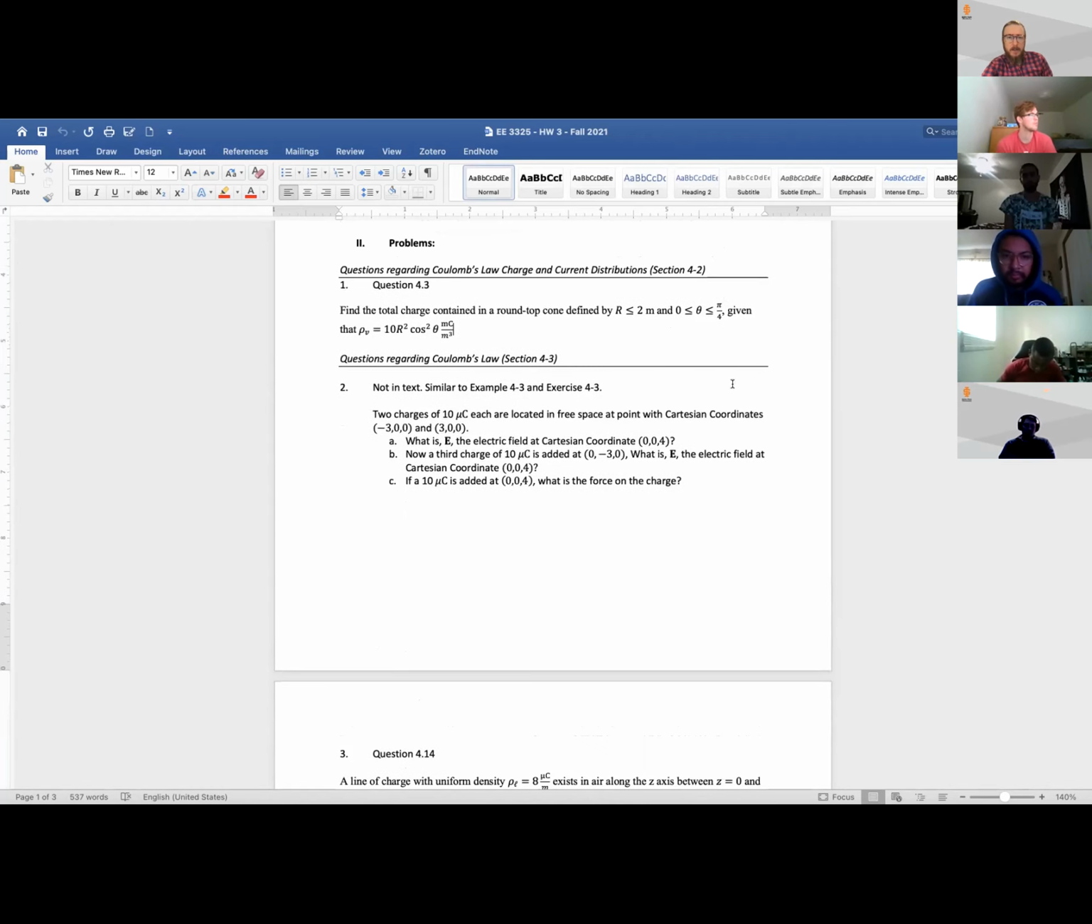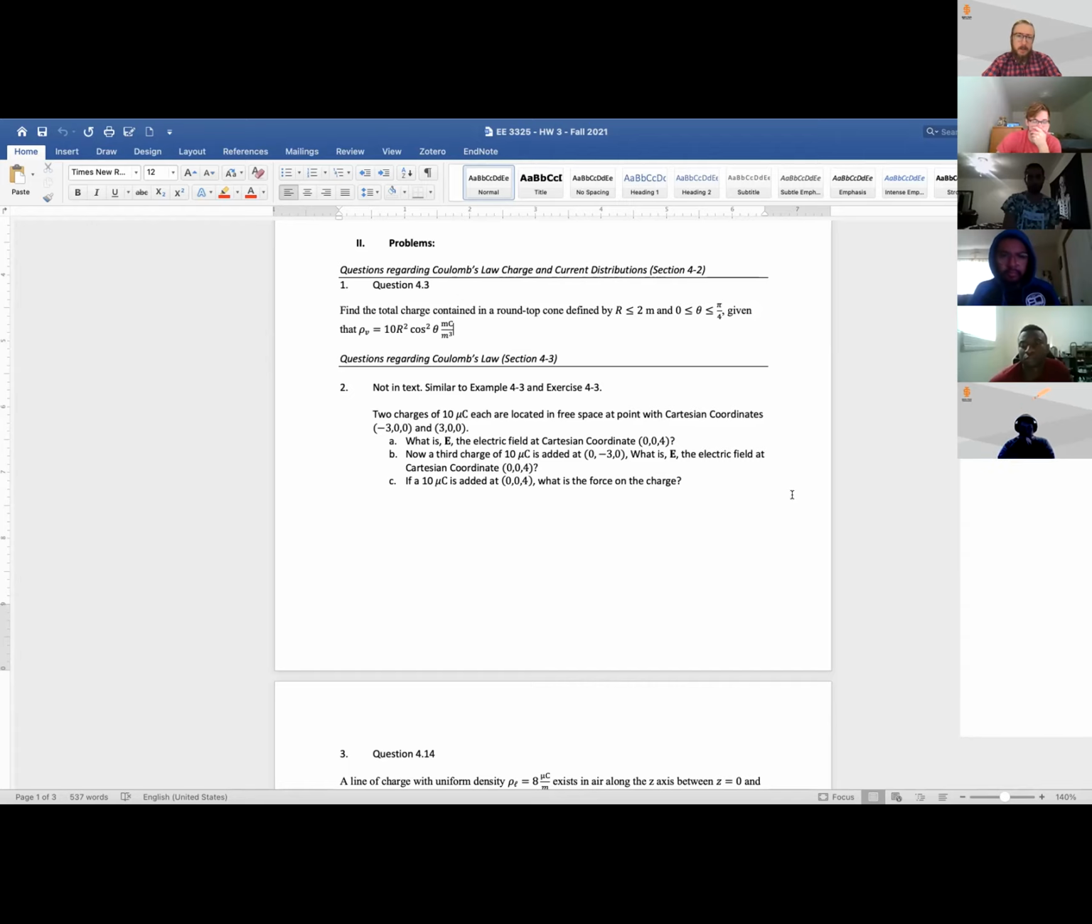Now let's go on to question 2 about Coulomb's law and see if we can apply a bit of Coulomb's law. We have two charges located in free space with these Cartesian coordinates. You want to find the total electric field, and then you're given information about a third charge, and you find the electric field when all three charges exist. Then you add another charge and determine the force on the charge.